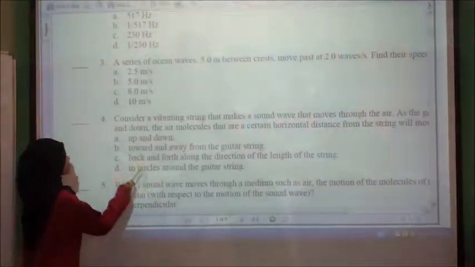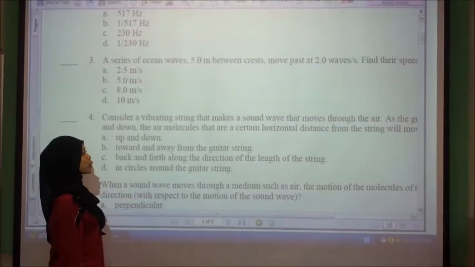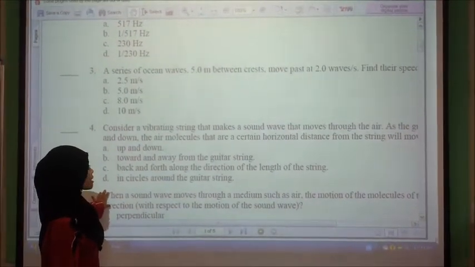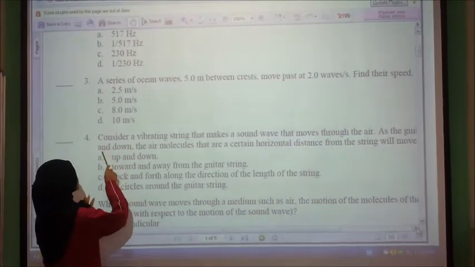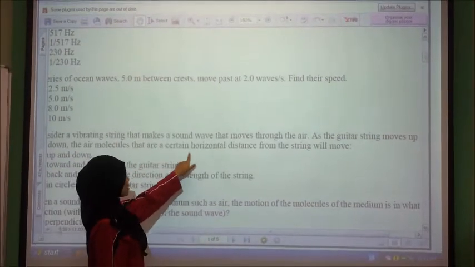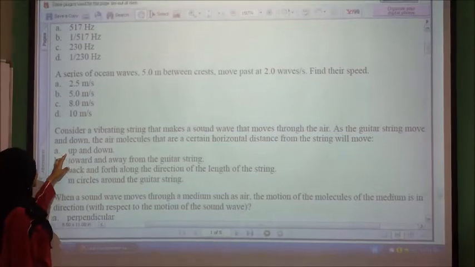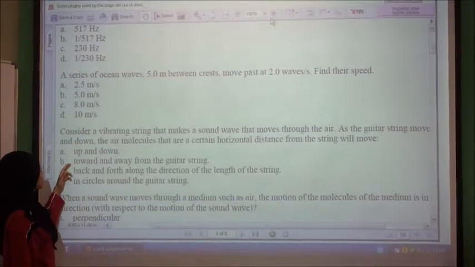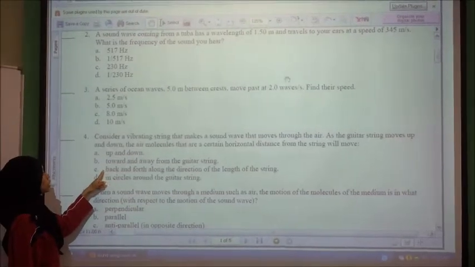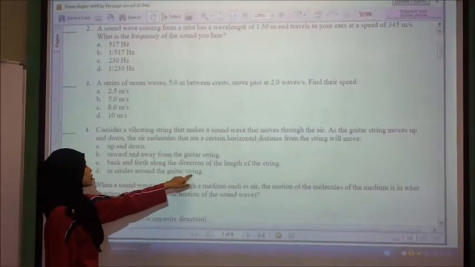Okay, answer number 1. Consider a vibrating string that makes a sound wave that moves through the air. As the guitar string moves up and down, the air molecules that are at a certain horizontal distance from the string will move: A, up and down; B, toward and away from the guitar string; C, back and forth along the direction of the length of the string; D, in circles around the guitar string.